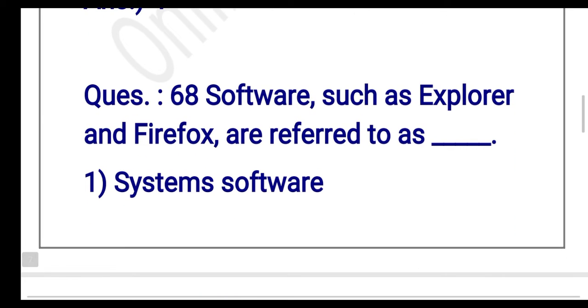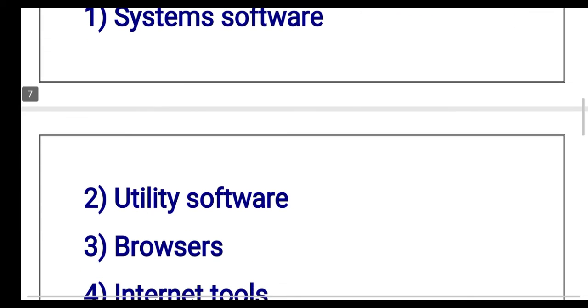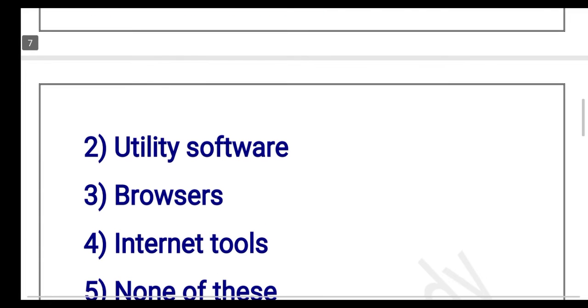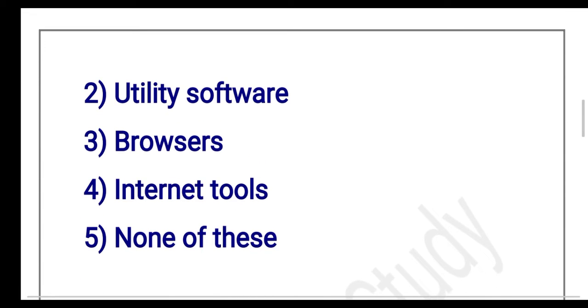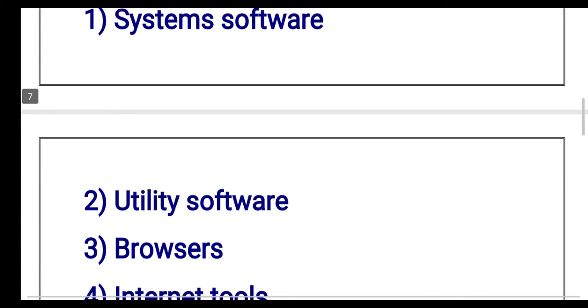The 68th question: software such as Explorer and Firefox are referred to as system software, utility software, browser, internet tools and none of these. So what is its answer? Please comment. Its answer is option number 3, browser.